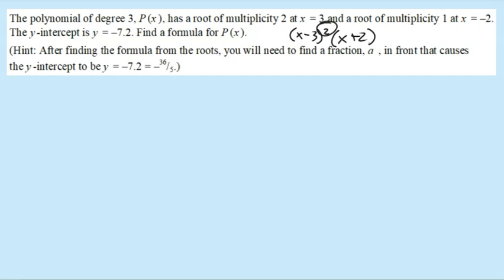And this is x squared, and this is x to the first. So this is mostly our answer. We're going to call it p of x. Now here's the problem, is that we don't know what a is. We don't know what the lead coefficient is.